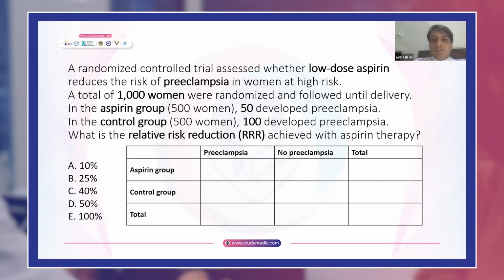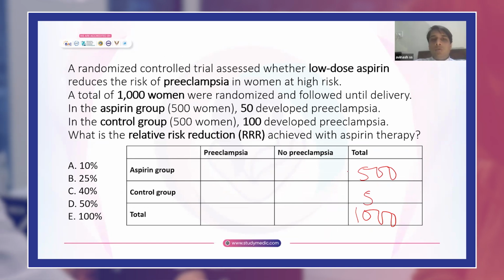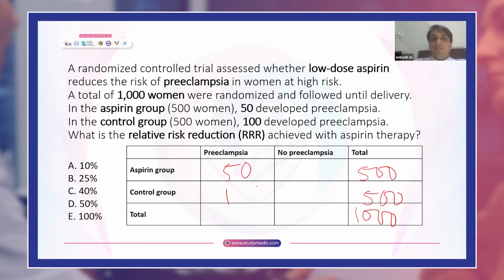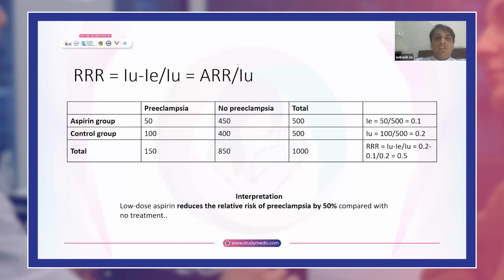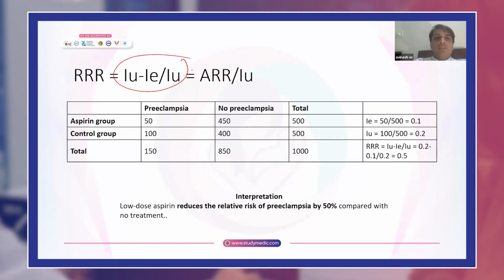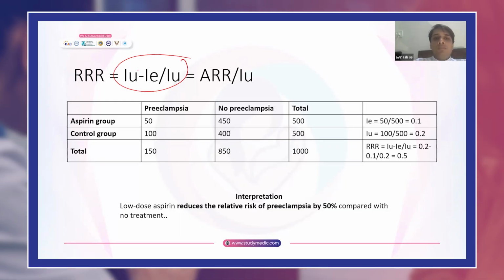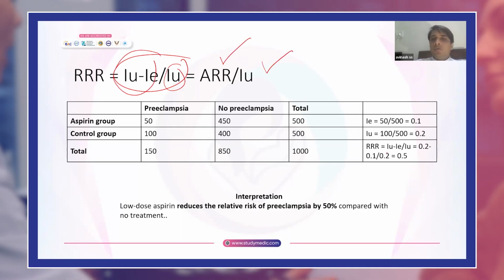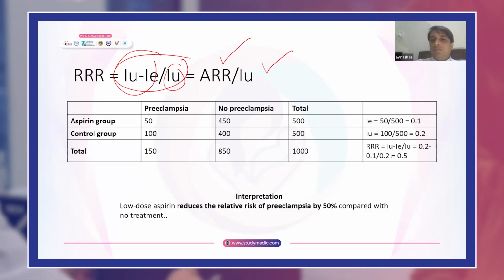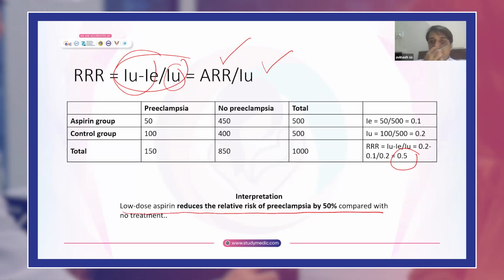Now there are, here you can see 1000 women are there. 500 women are in aspirin group and 500 women are in control group. 50 developed preeclampsia and 100 developed preeclampsia in control group. They want to find out relative risk reduction. The formula of relative risk reduction is IU minus IE by IU. That means compared to the unexposed, what is the reduction in the outcome? That is absolute risk reduction by incidence in unexposed. When you put the formula, you get it as 0.5. That means low dose aspirin reduces the relative risk by 50%. That is called as relative risk reduction.